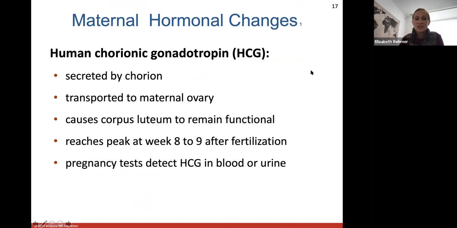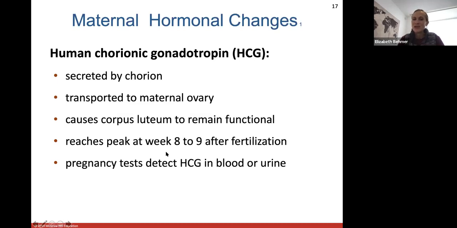Maternal hormonal changes. Human chorionic gonadotropin is the hormone HCG. This is secreted by the chorion layer of the placenta. It's transported to the maternal ovary, and this causes the corpus luteum to remain functional. Normally, if there isn't a pregnancy, the corpus luteum will be lost as the woman has her period. But HCG tells the corpus luteum, hey, we still need you to stick around because there's a pregnancy. So this HCG is what can be detected in a pregnancy test, in blood or in urine.